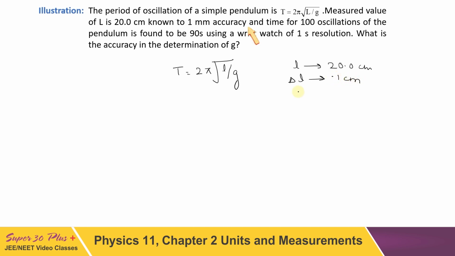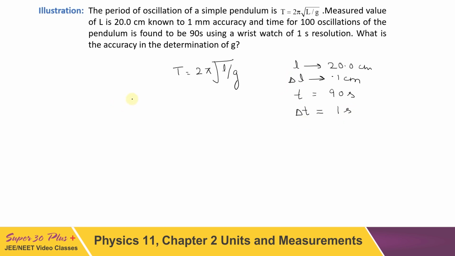Now come to the measured value of time, that is 90 seconds. Of course it is for 100 oscillations, and in it the error is 1 second, because the resolution of the wristwatch is 1 second. In a later part I am going to discuss what is this resolution and what is the accuracy, right? So we will see later. I have written here L, delta L, T and delta T. Now just calculate the values for error in G.